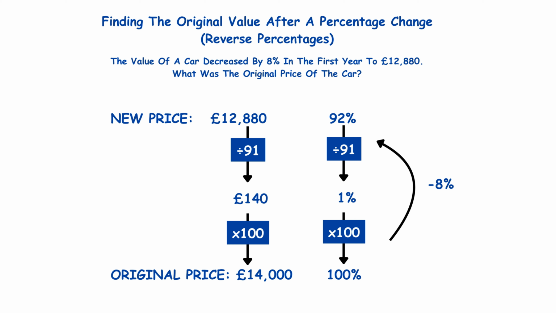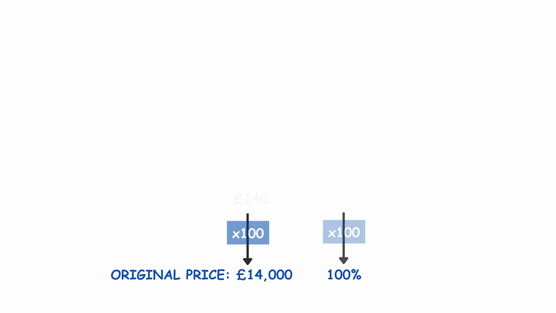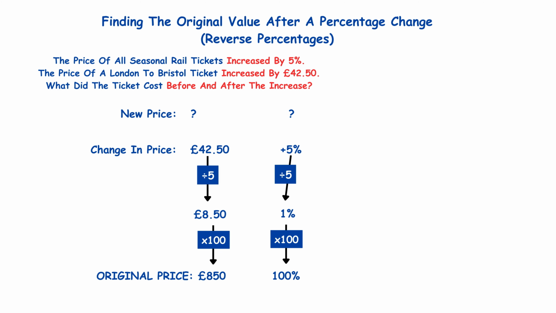Now, just before we finish, we need to look at a slightly different version of these reverse percentage questions, which are ones where they tell you how much the price has changed by rather than telling you the new price. For example, in this question here, we're told that the price of all seasonal rail tickets increased by 5% and that the price of the London to Bristol ticket increased by £42.50. What did the ticket cost before and after the increase?